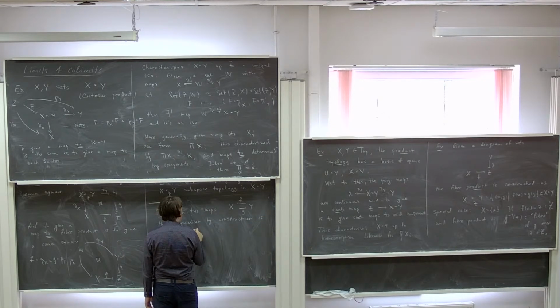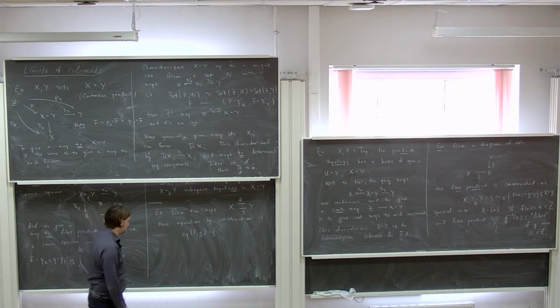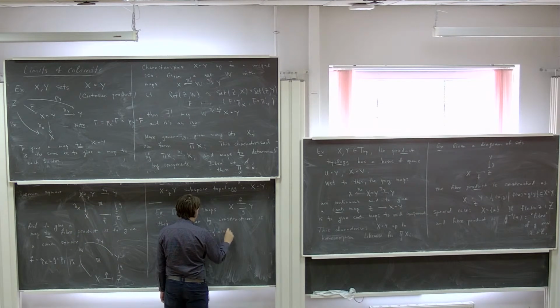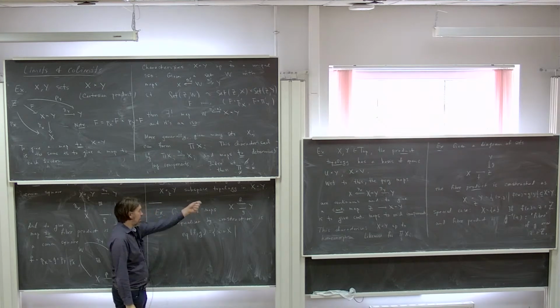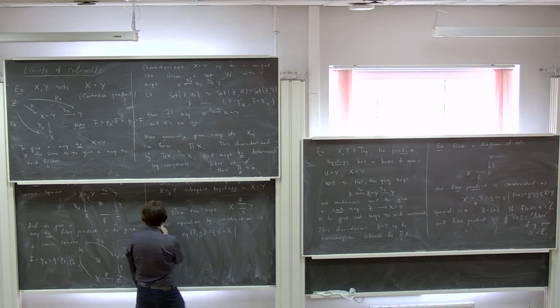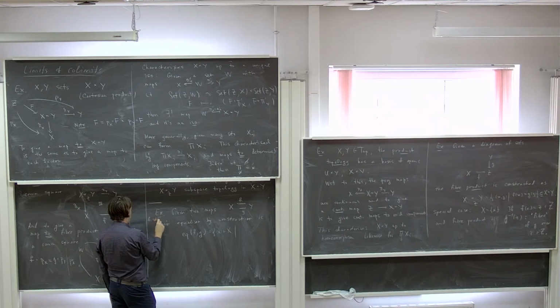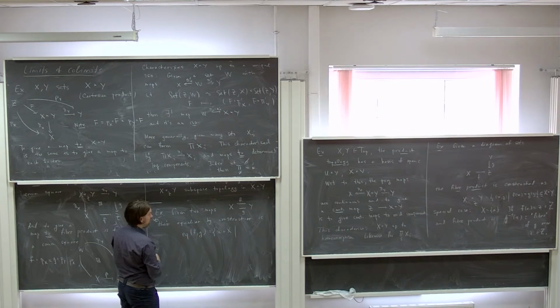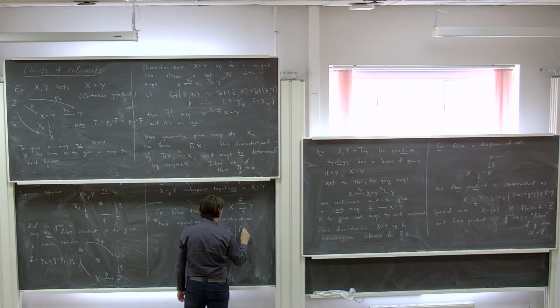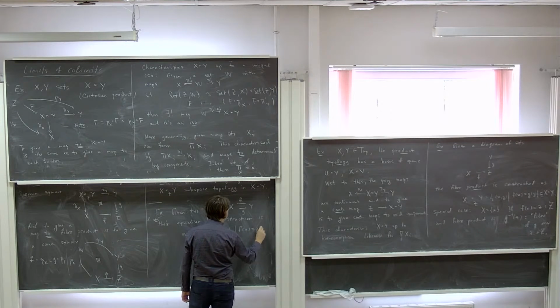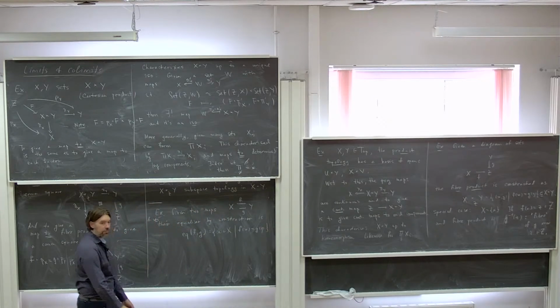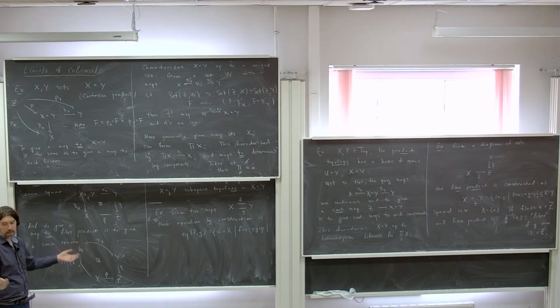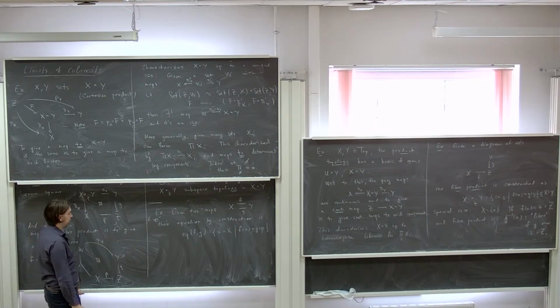So the equalizer of F and G is a subset of X. It's the points in X where F and G, which are two maps of sets, are the same, where F and G are equal. It could be empty. F and G could be totally different and not agree anywhere, or maybe they agree somewhere, and then that's a subset of X.